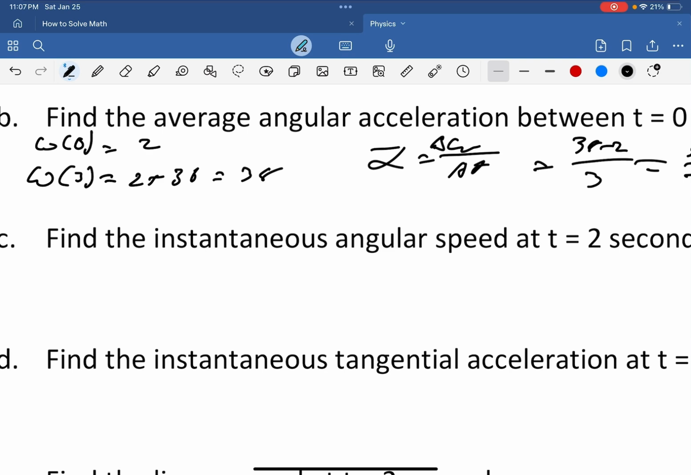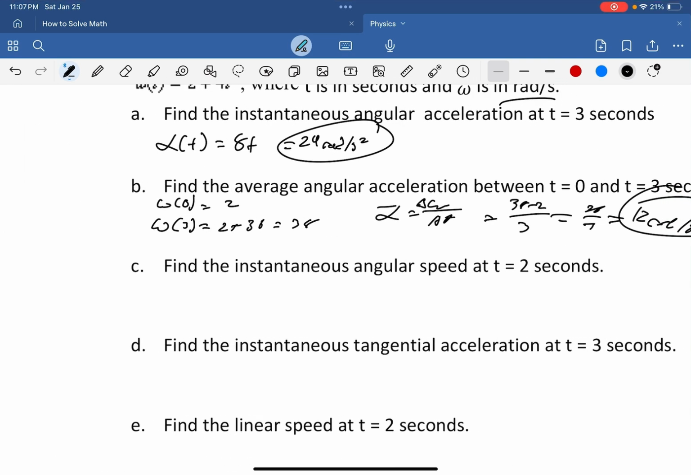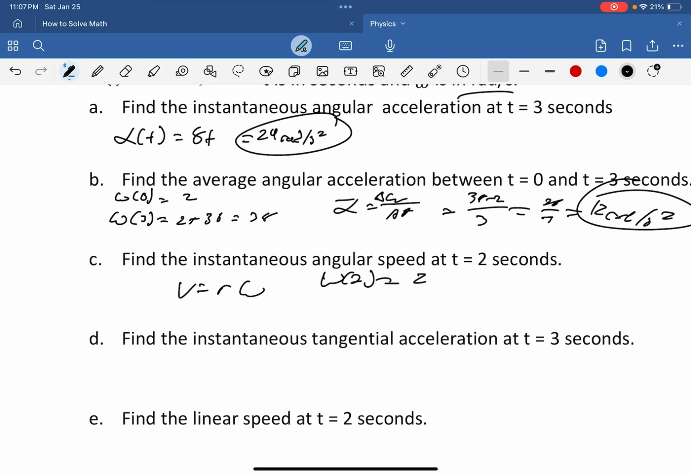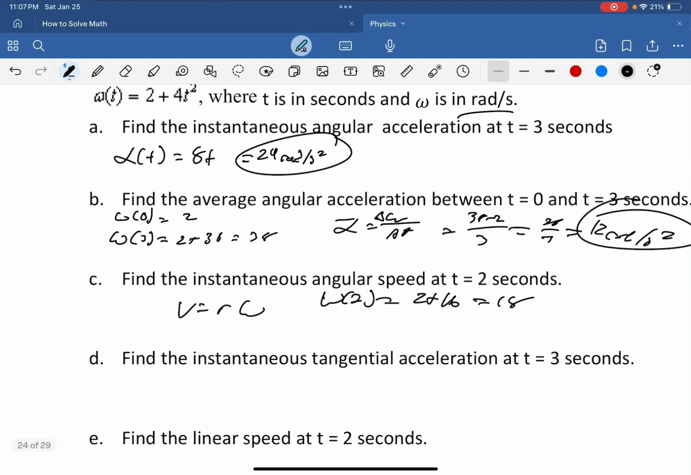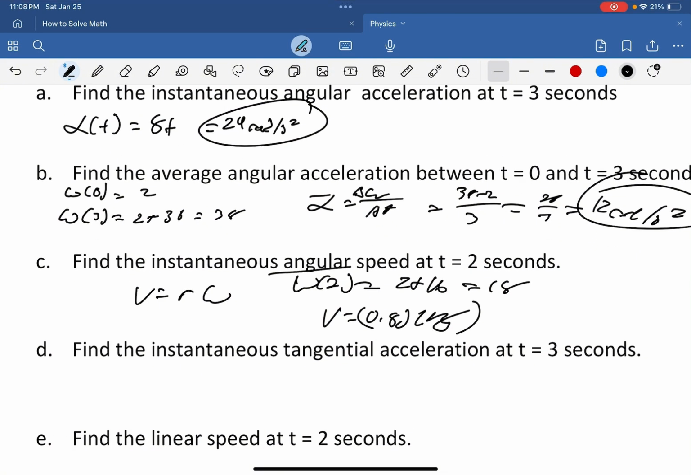And then C, find instantaneous angular speed at t equals 2 seconds. You know that v is equal to r times omega, and omega at 2 is equal to 2 plus 16, which is equal to 18. And then r, what was r? 0.8. So v is 0.8 times 18, which is... My apologies. This is angular speed. Okay, this is angular speed.